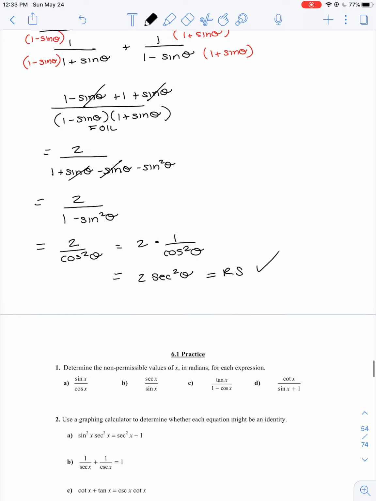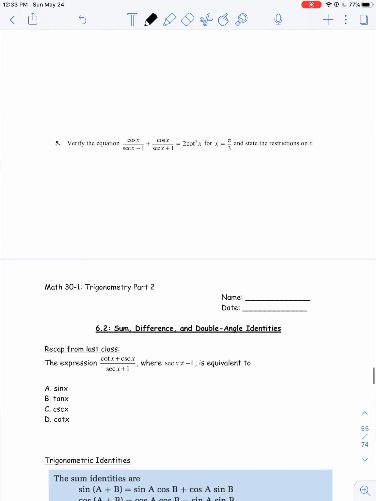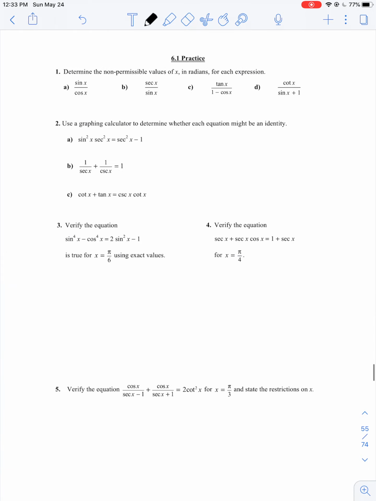Okay, so that's it for 6.1. If you want to do some extra practice, there are examples below you can try, but that's it for 6.1.